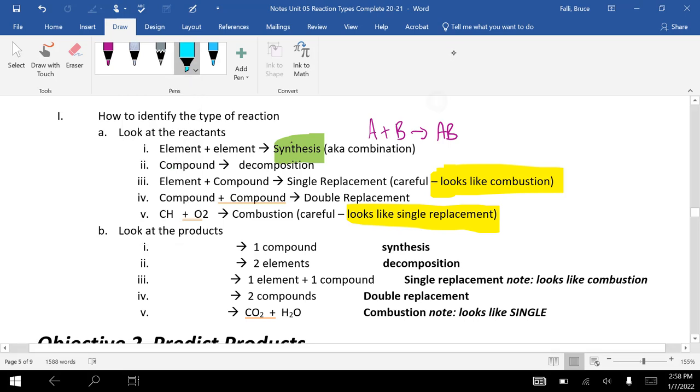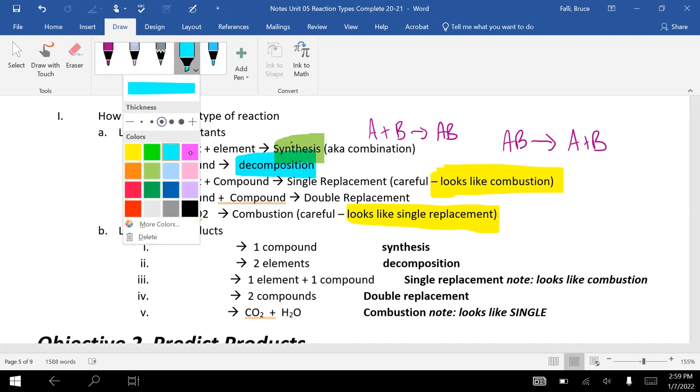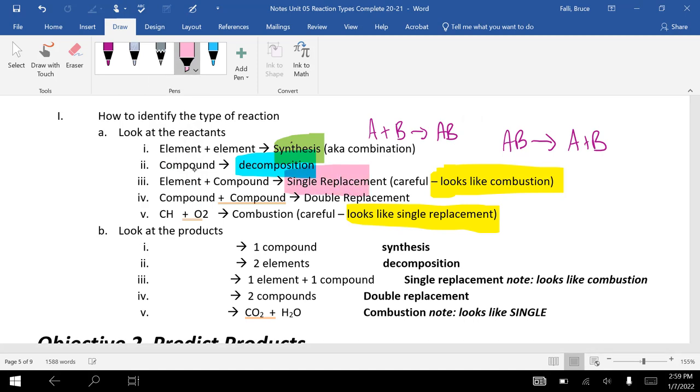If I start with a compound, that's going to be decomposition. So if I start with AB, all AB can do is fall apart into A plus B. An element plus a compound is going to be single replacement. So what is an element again? An element will be something like A, and a compound has to be two things together like BC. So if I start with A plus BC, I'm going to have a single replacement reaction.